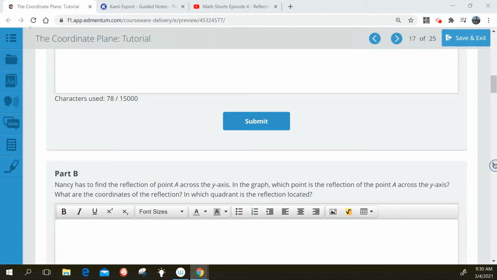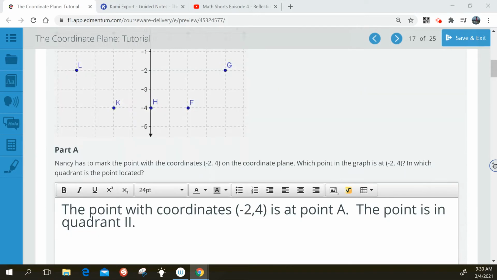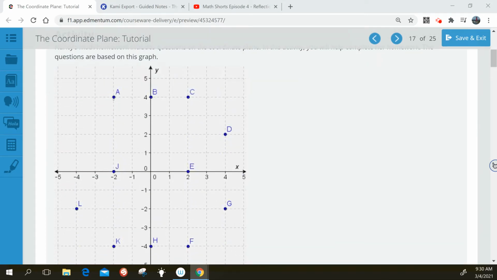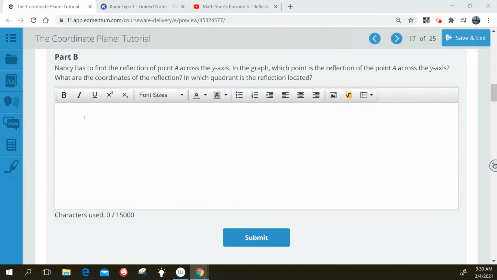So Nancy has to find the reflection of point A across the y-axis. What point is the reflection of point A across the y-axis, and what are the coordinates of the reflection? In which quadrant is the reflection? So if we look back at the graph, point A, and we want to reflect across the y-axis, that would be here at point C, right? Yes. So the first thing we want to say in part B is, and we want this at what font did we say? 24. Okay.